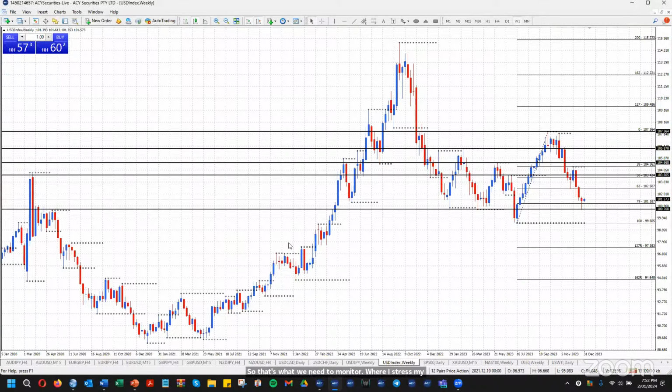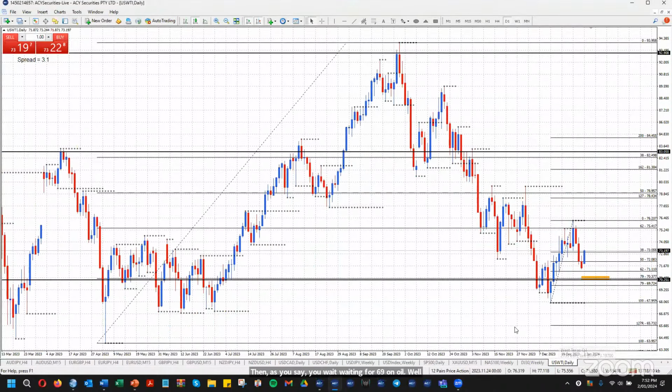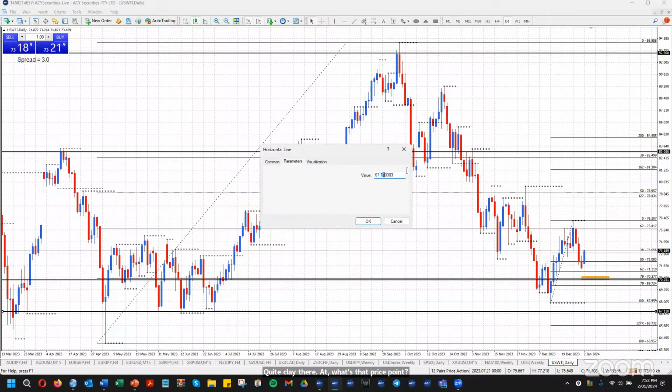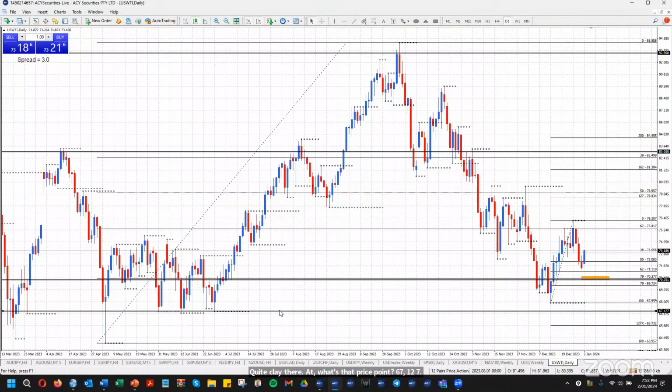As you were saying, you're waiting for 69 on oil. Well, if we can get down there, have to wait and see. I mean, a very good level would be down here. If you want to try and look to buy it at a price point, quite clearly there at 67.12. 67.12 is quite clearly where support has been. So that would be a very low level to look to fish.